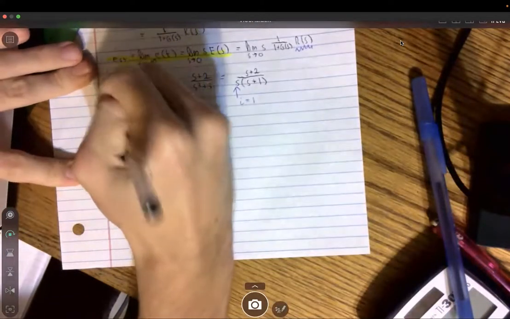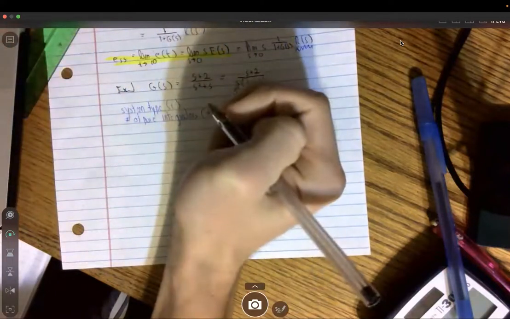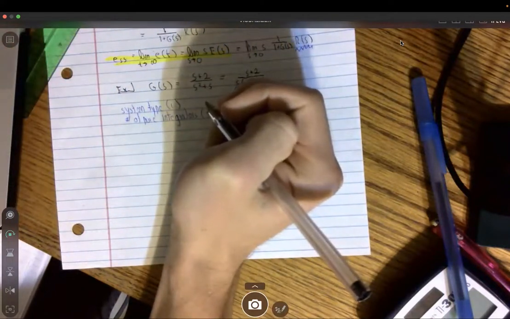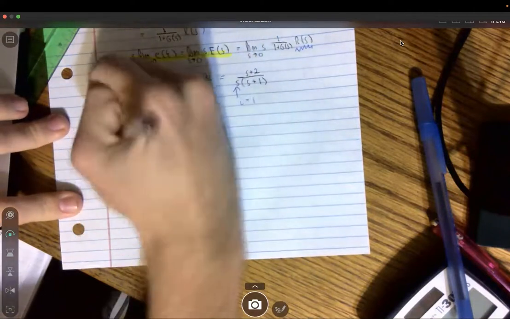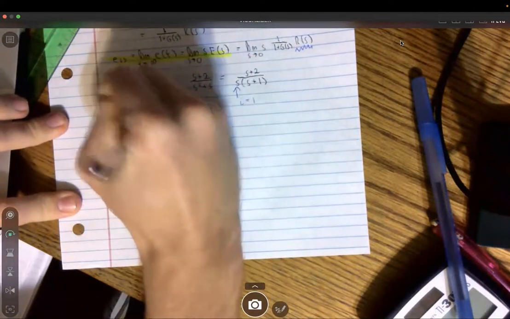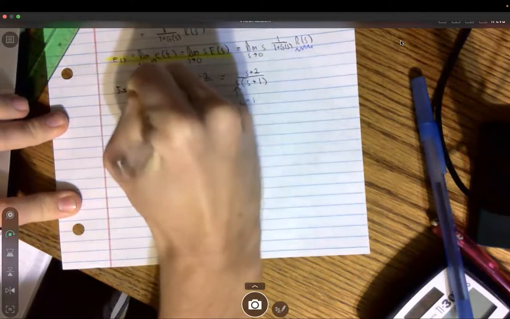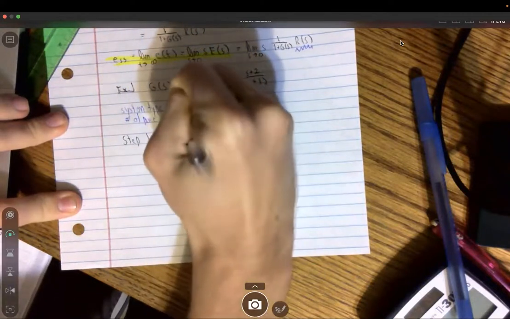Okay. So here we're going to have to find, for our example, the step input. So when we write this out, we're going to do it for the unity feedback with the step input, the step input feedback system.